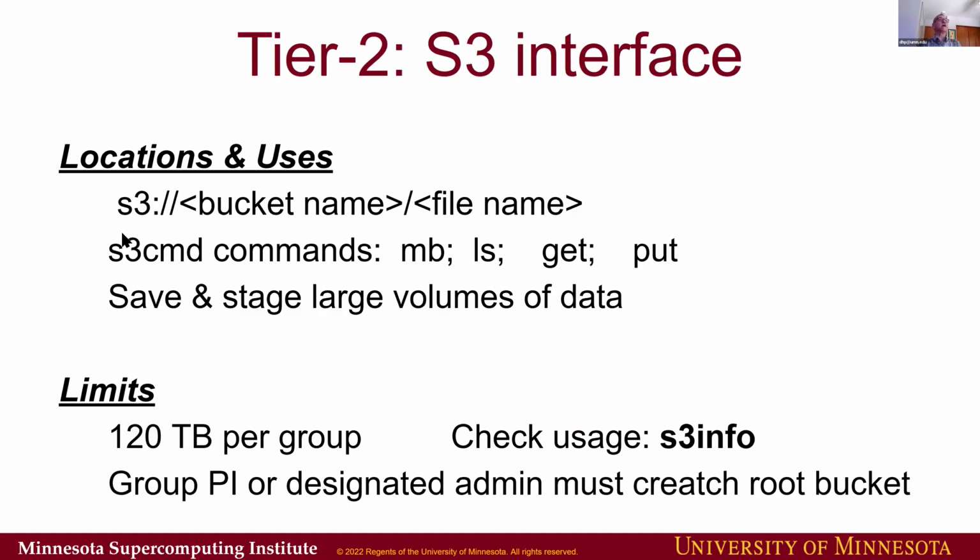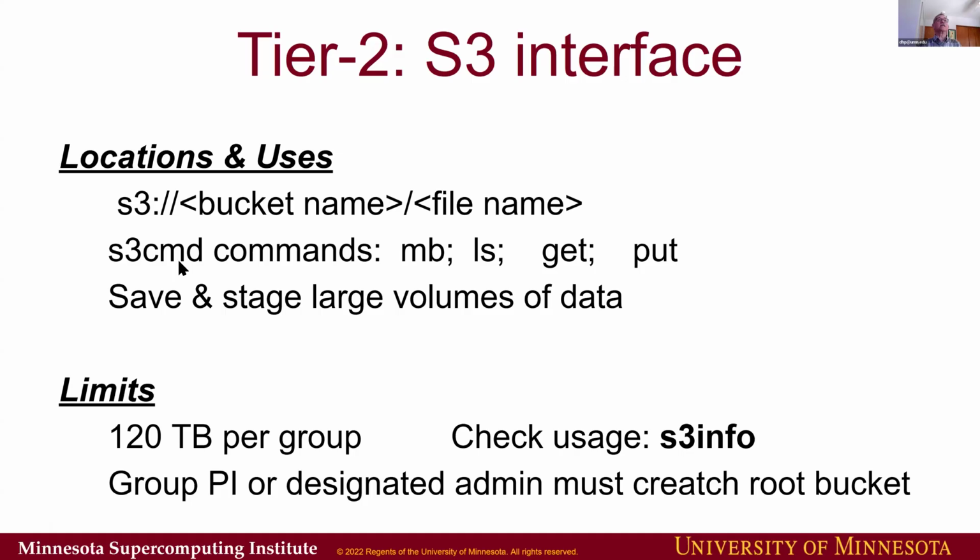So the namespace for this tier 2 storage is going to look like this. It will start with S3:// because it has an S3 interface, and then this will be the bucket name. And so the root of this bucket name will need to be created by your PI or the administrator for your group. And then the files that are put in there, or the object names.